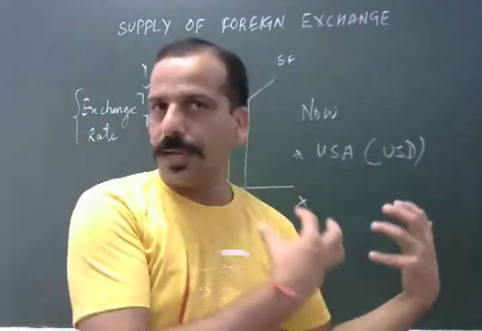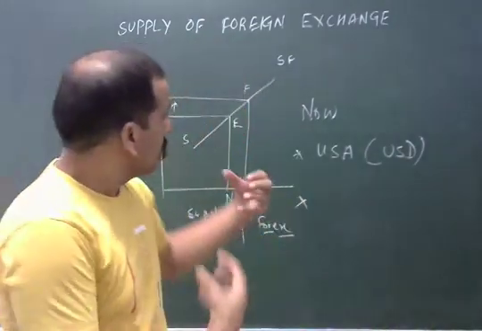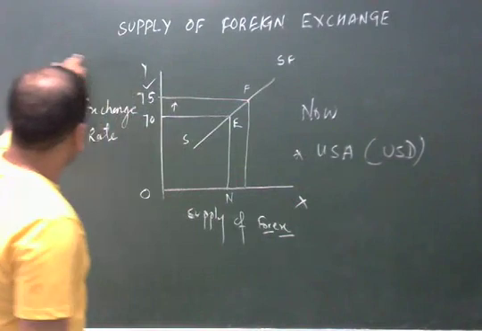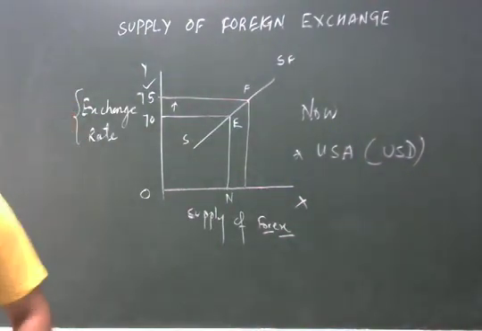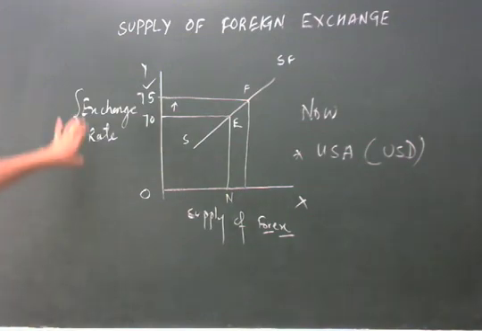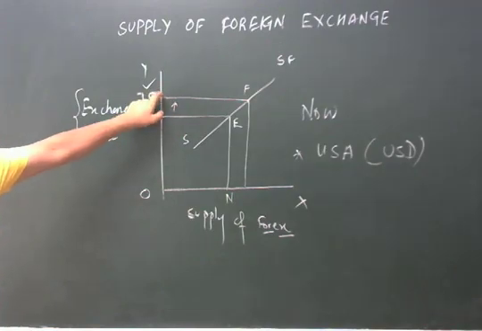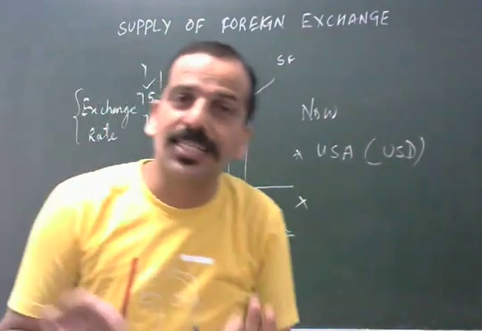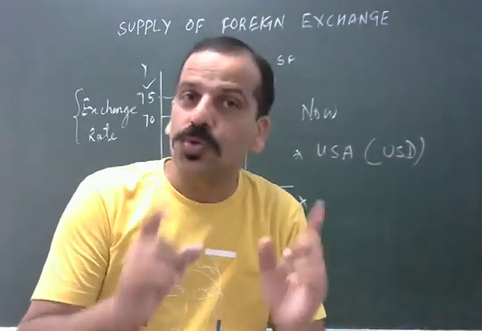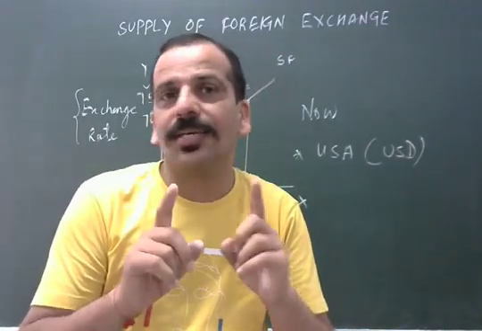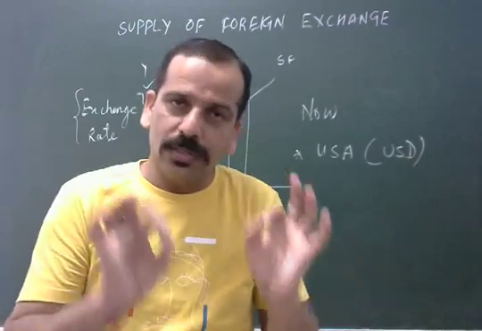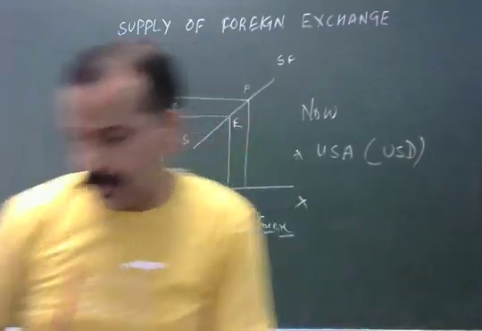Now, come back to the topic. The increase in this is what? Exchange rate. There is an increase in the exchange rate from 70 to 75. So the cause is the increase in the exchange rate. Understood? What is the effect?